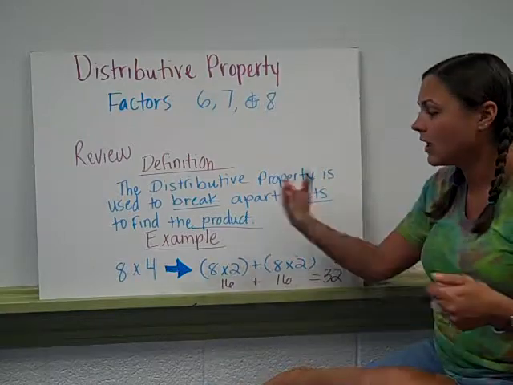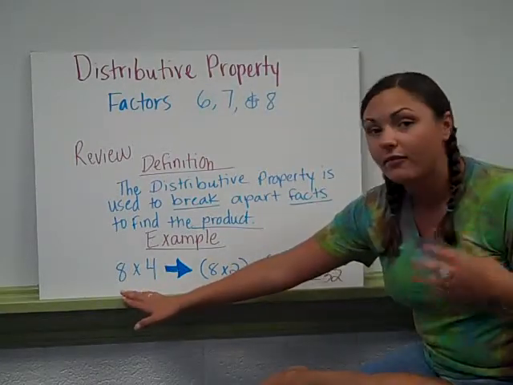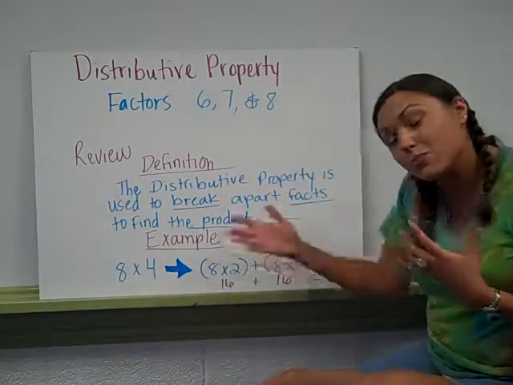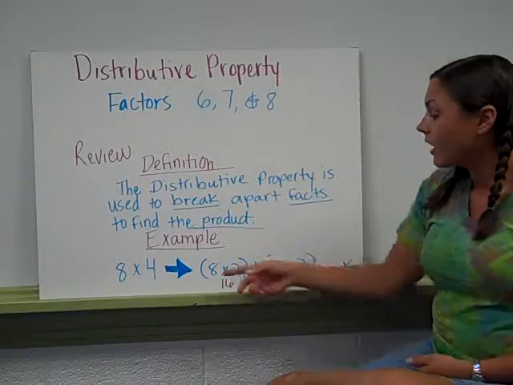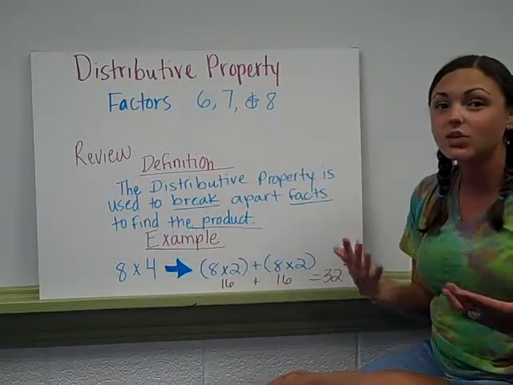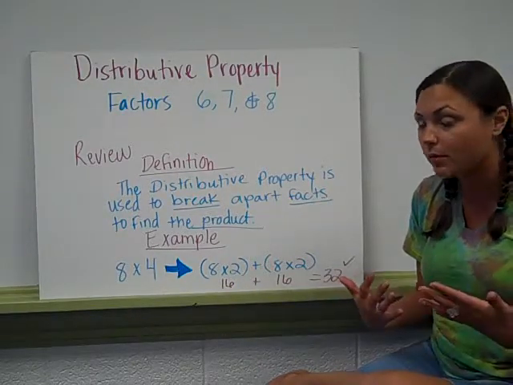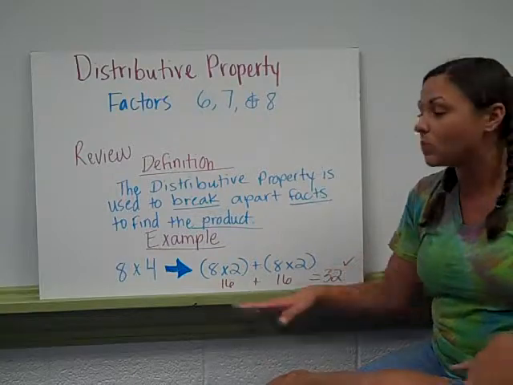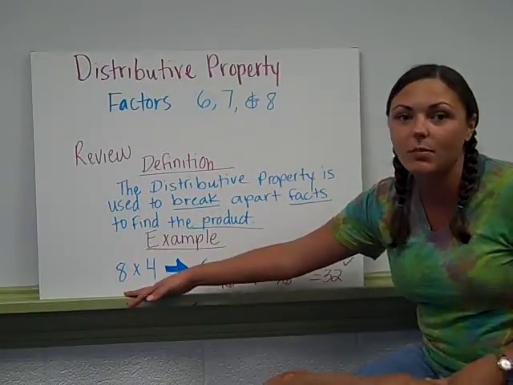Example, 8 times 4. If you are not comfortable with your 8 facts, then you should use the distributive property to find this answer out. I can break this up. I can break the 4 up or I can break the 8 up. That's up to you. I normally like to break the larger number up. In this problem here, I didn't. I broke the smaller number up. But that's totally up to you. But the 8 is what I normally would want to break up because that's the number I'm uncomfortable with in the problem.